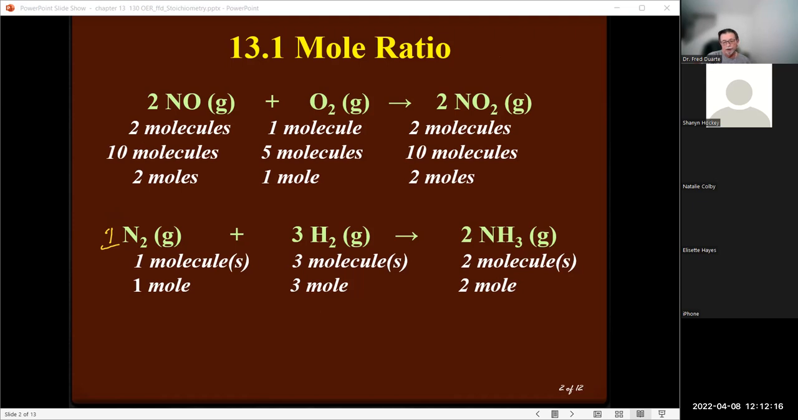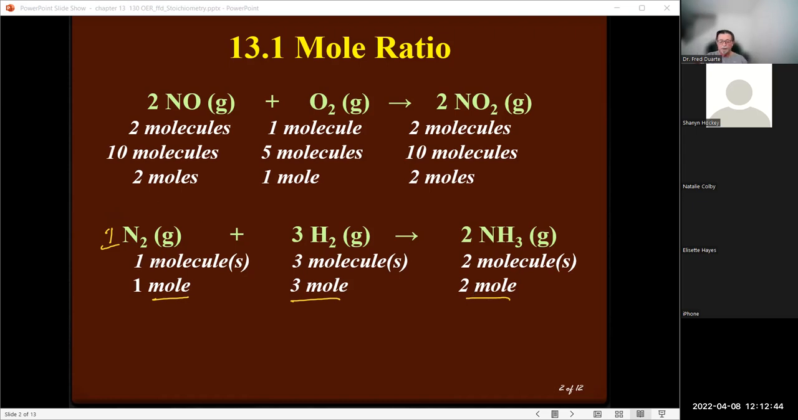Now, obviously, we're not working in the real world, so to speak. We're not dealing with just molecules. We're dealing with large quantities. We're working with moles. And so here, we can substitute the molecule and use the term mole. Okay, so 1 mole of nitrogen requires 3 moles of hydrogen gas to give us 2 moles of ammonia, okay?